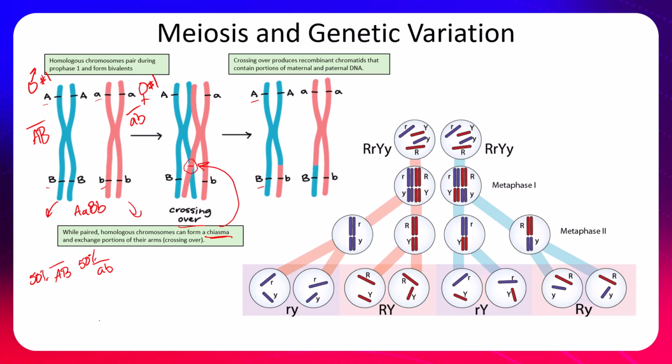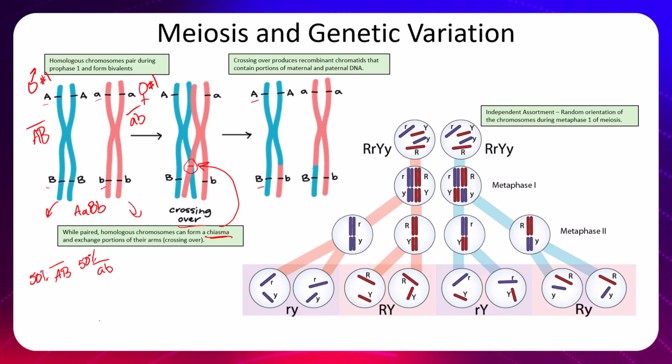And so now if we look at meiosis from an independent assortment standpoint, independent assortment is the random orientation of the chromosomes during metaphase 1 of meiosis. So when we look at this particular image, this is showing two different outcomes for the same starting diploid cell. So this individual cell would be a diploid cell. Notice there are two complete sets of chromosomes. You have a blue set and a red set, and both of them are identical.